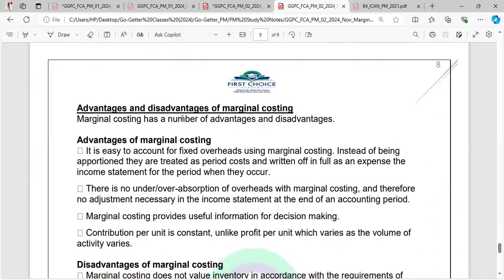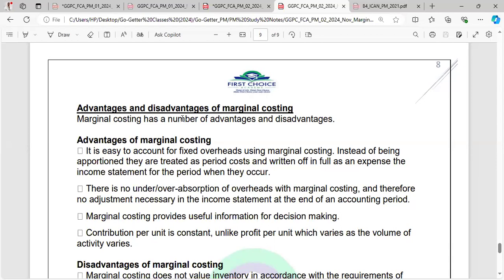Advantage: it is easy to account for fixed costs separately instead of apportioning them the way it is treated in the absorption costing method. You can account for fixed costs and variable costs separately. Now, there is no under and over absorption with marginal costing, and so there is no necessary adjustment in the income statement at the end of the period. And most importantly, marginal costing provides useful information for decision making, and contribution per unit is constant, unlike profit that is not constant.